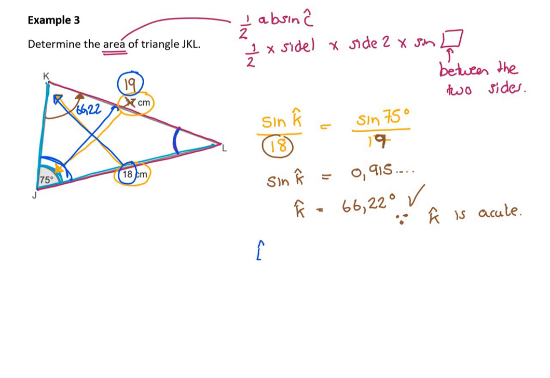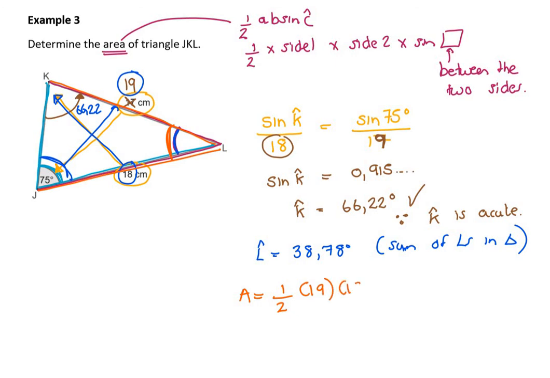Not a problem, because angle L I can just find using the sum of angles in a triangle. I wouldn't show any working. I would just do 180 minus 66.22 minus 75, and I get 38.78 degrees. Just don't forget your reason: sum of angles in a triangle. Now my area is easy to do because I was given the 19. Well, I wasn't because of my typo, but anyway. So it's 19 and 18, and now I know the angle in between. The area rule is a half side times side times sine of the angle in between, which is now 38.